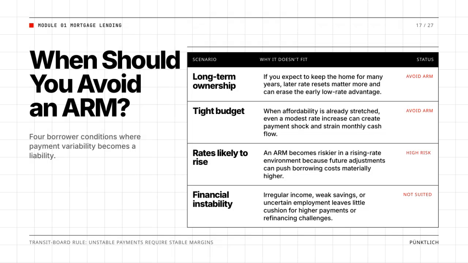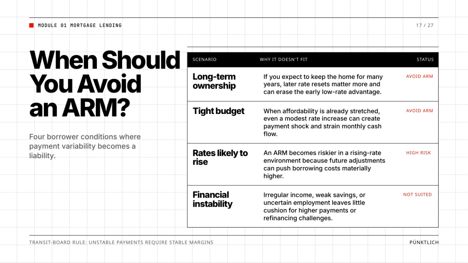Let's talk about when you should avoid an adjustable rate mortgage, or ARM. There are four key borrower conditions where the variability in payments can become a real liability. First, if you plan on owning your home long term, an ARM might not be the best choice, because after the initial low rate period, rate resets can happen, and if those rates go up, that early advantage can quickly disappear. Second, if you have a tight budget to begin with, even a small increase in your interest rate could cause a payment shock. That can put a lot of strain on your monthly cash flow.